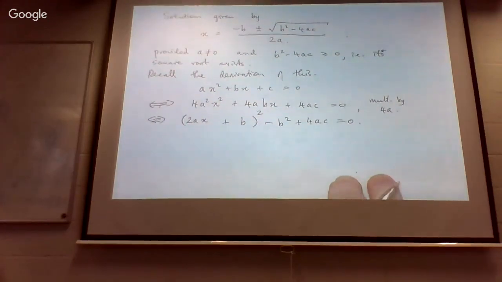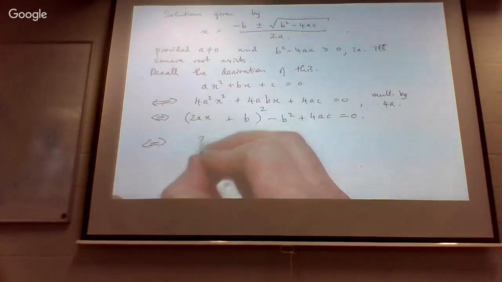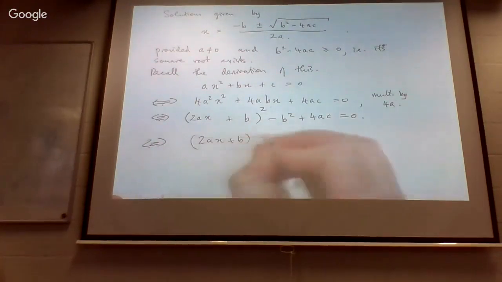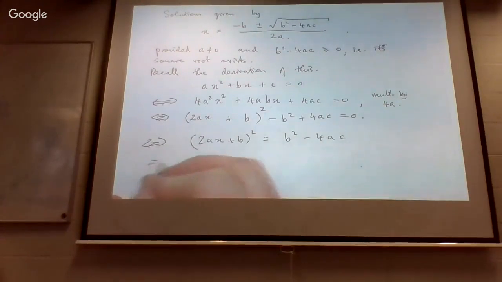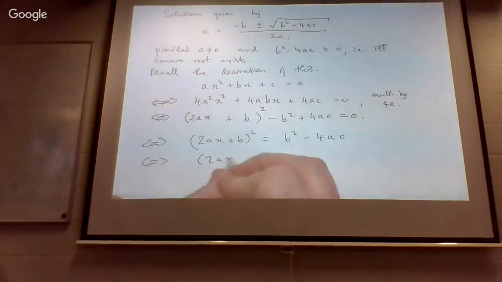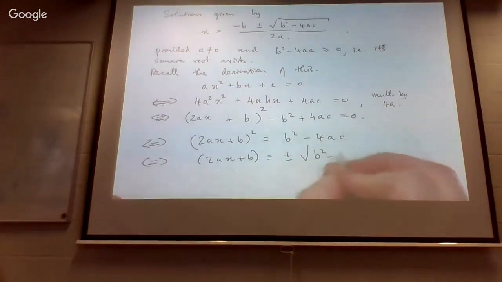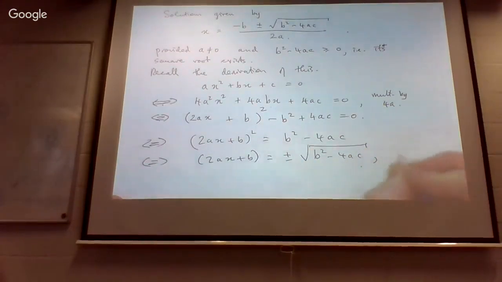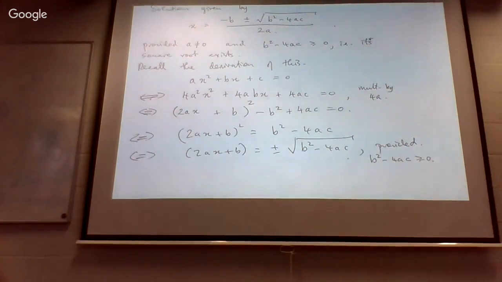Okay. So that's just manipulation. And then you make x the subject, which you can do by first of all putting the stuff over on the other side, b squared minus 4ac. And it's here where you say that this is plus or minus the square root of this thing. Here is where we need b squared minus 4ac to be non-negative. And what's the conclusion if b squared minus 4ac is negative?